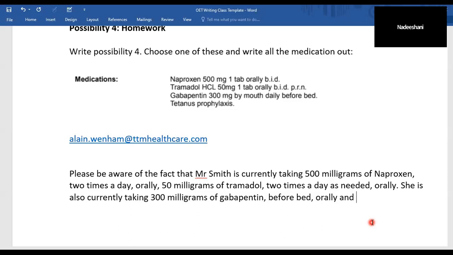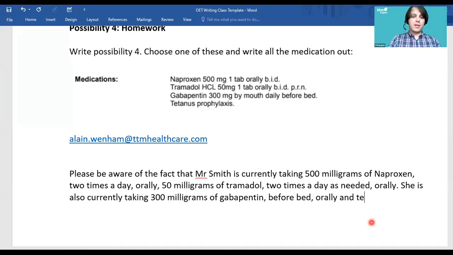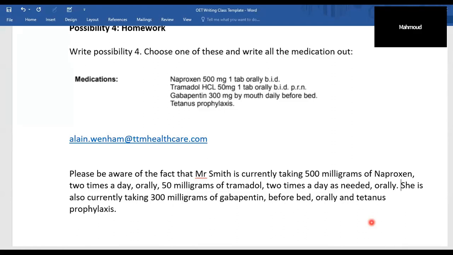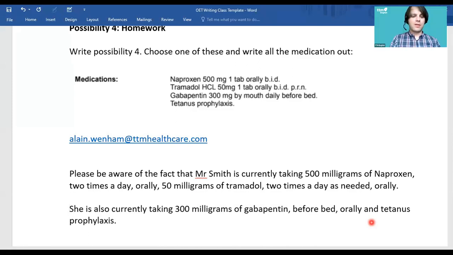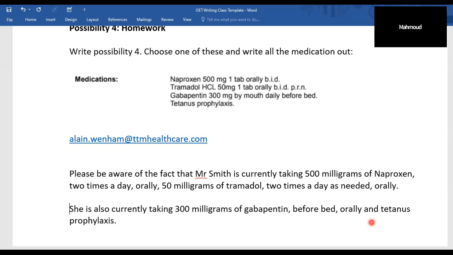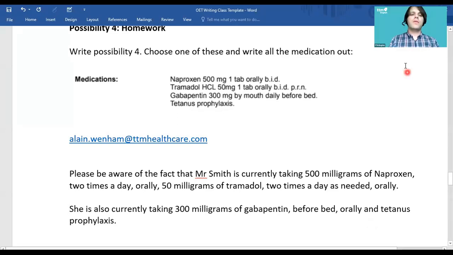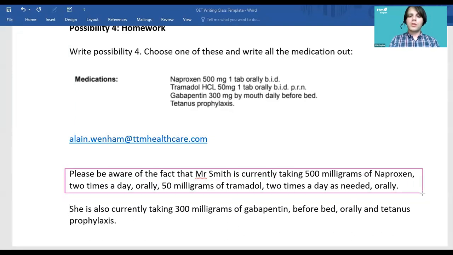And once. Who wants to finish that? Tetanus prophylaxis. This is nice, isn't it? Because there's no dosage or anything like that. What's tetanus prophylaxis? I have an idea, but what is that? A vaccine. Just a vaccine for tetanus. Okay. Last thing, guys, and then we'll finish the class. This is very, very good, but I have actually made a mistake, right? Because I've broken what's called the rule of three.